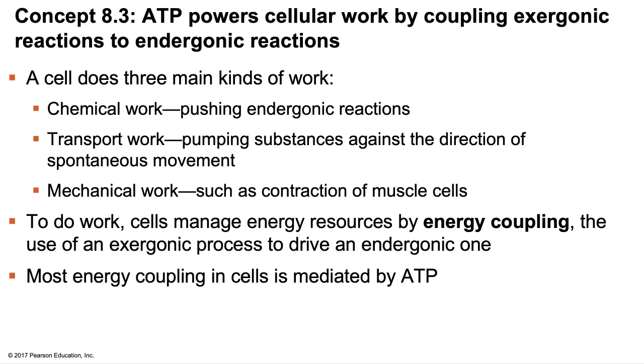Transport work would be moving things across a membrane, particularly active transport. In chapter 7, we learned the difference between passive transport and active transport. Passive is diffusion. It uses a concentration gradient to move things across the membrane, so no energy is needed for passive transport. But active transport does need ATP because we are going against concentration gradients. And then mechanical work, the example that they have here, is the contraction of a muscle. Your muscles need a lot of ATP in order for them to contract for you to move.